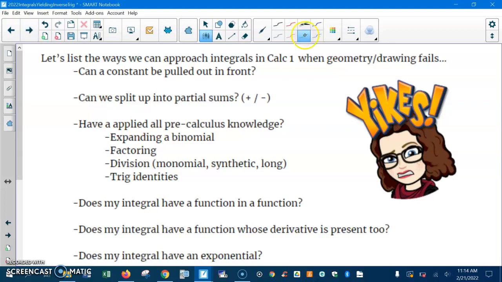So we want to think, can we pull a constant out in front? In other words, can we take that constant and pull it out in front of our integral to make it look a little bit more simple? Can we split our integral into partial sums? In other words, can we make a sum of sums or even differences? Have we applied all of our pre-calculus knowledge?